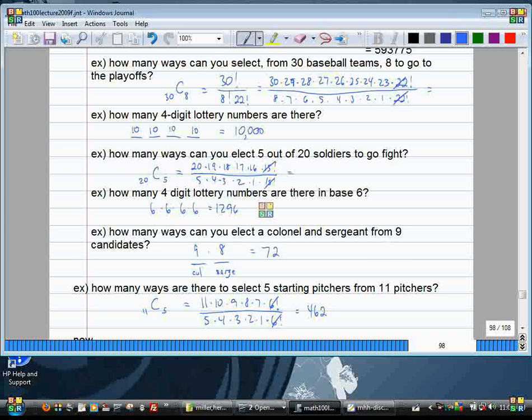Okay. So the important thing to remember is that whether order matters or not is really asking, are they interchangeable? So are colonel and sergeant interchangeable? If you call one guy colonel and one guy sergeant, and you switch them around and call the first guy sergeant and the second guy colonel, is that different? Yeah, that's different. So that's the same as saying order matters.